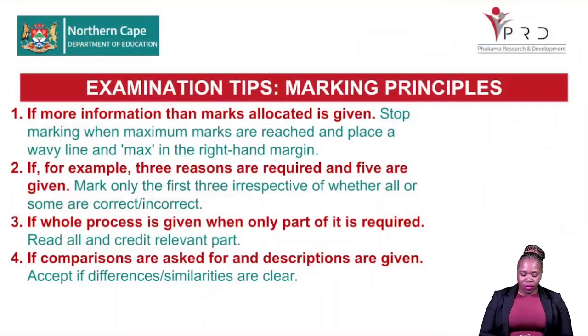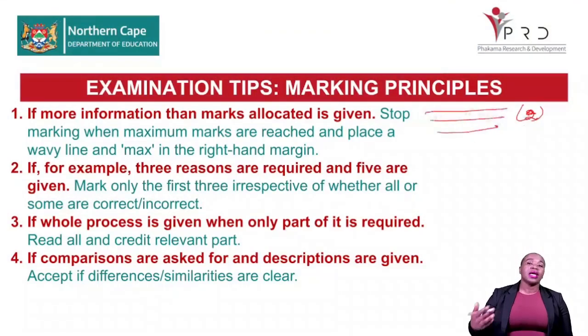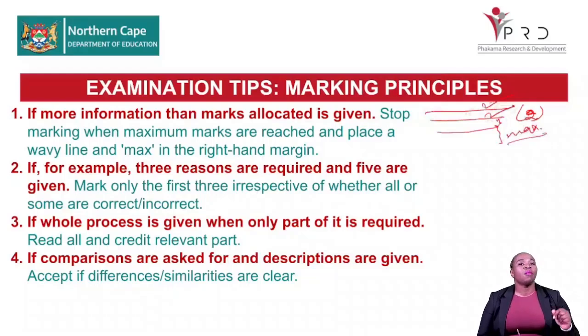So if more information than marks allocated is given, you stop marking when the maximum marks are reached. So for example, if you asked a question out of 2 marks, right? And then the information that you provide is about 3 or 4 marks. Once I reach the 2 ticks, I stop marking and I put the max indication to show that you have reached your maximum marks, right?